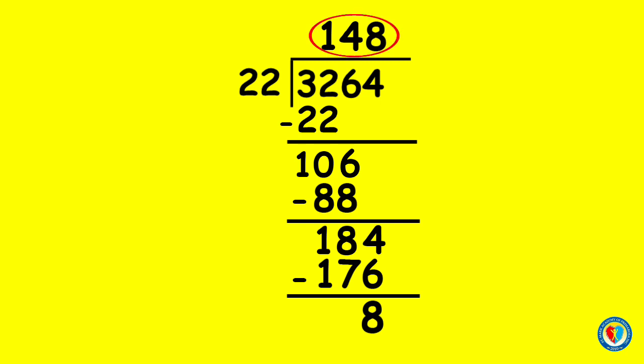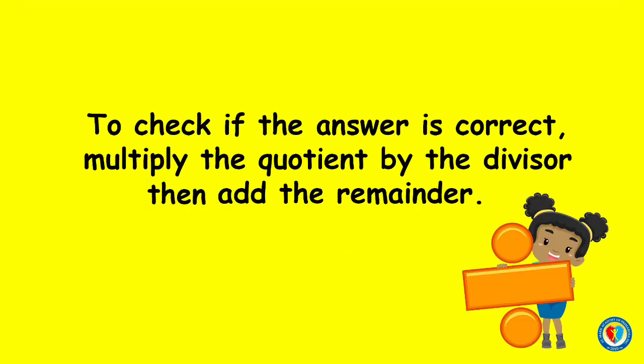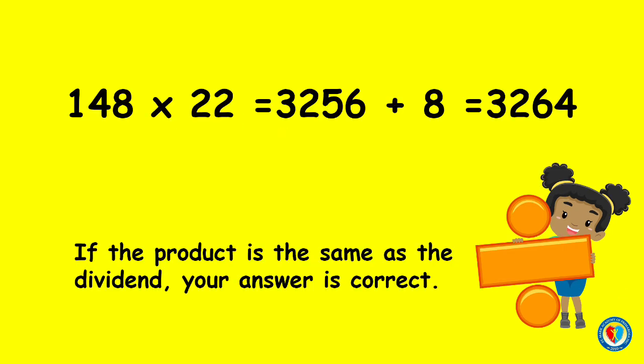Thus, we get the quotient as 148. You can see that there is a number left over. This is the remainder. You write the remainder with an R, as 148 R 8 in the answer. To check if the answer is correct, multiply the quotient by the divisor, then add the remainder. 148 times 22 equals 3,256, plus 8 equals 3,264. If the product is the same as the dividend, therefore your answer is correct.